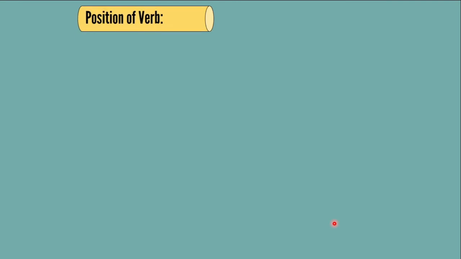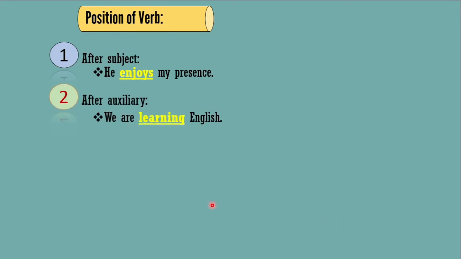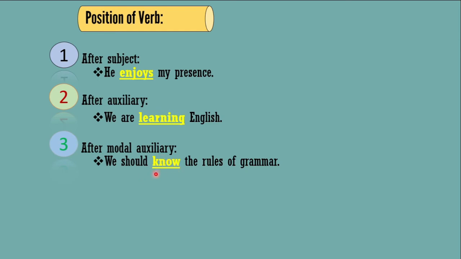So here is the position of verb. After subject, he enjoys my presence. After auxiliary, we are learning English. After the modal auxiliary, we should know the rules of grammar.